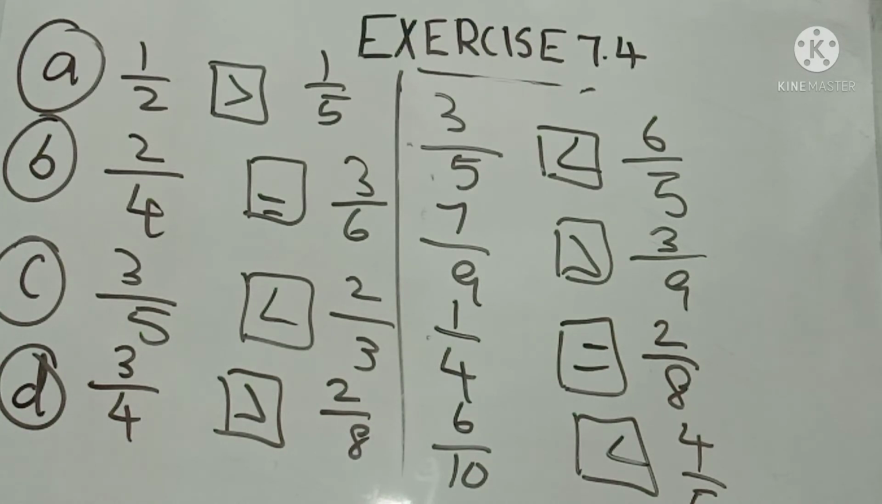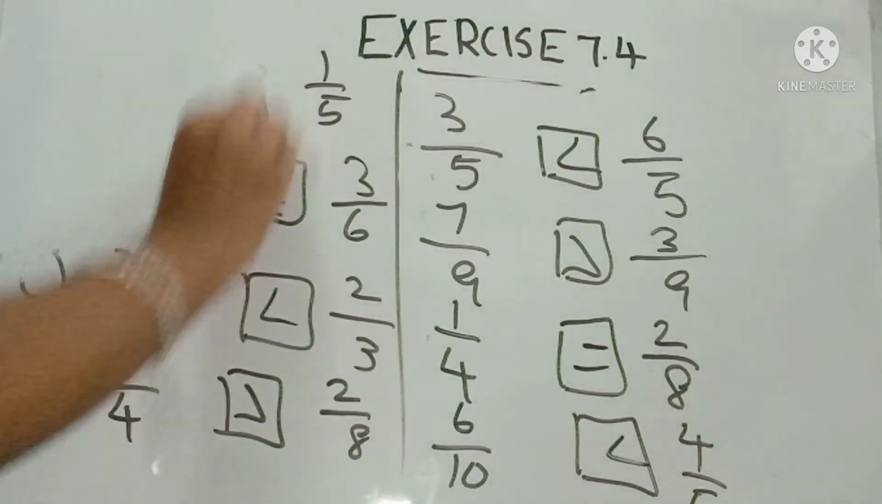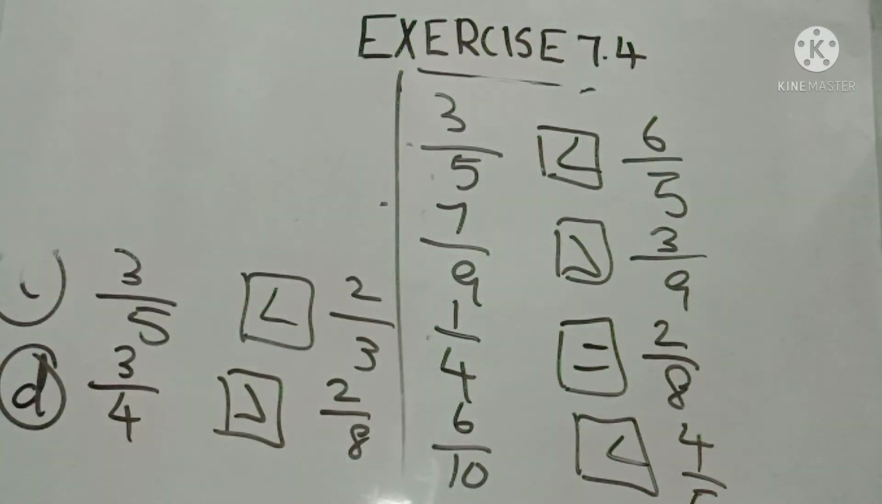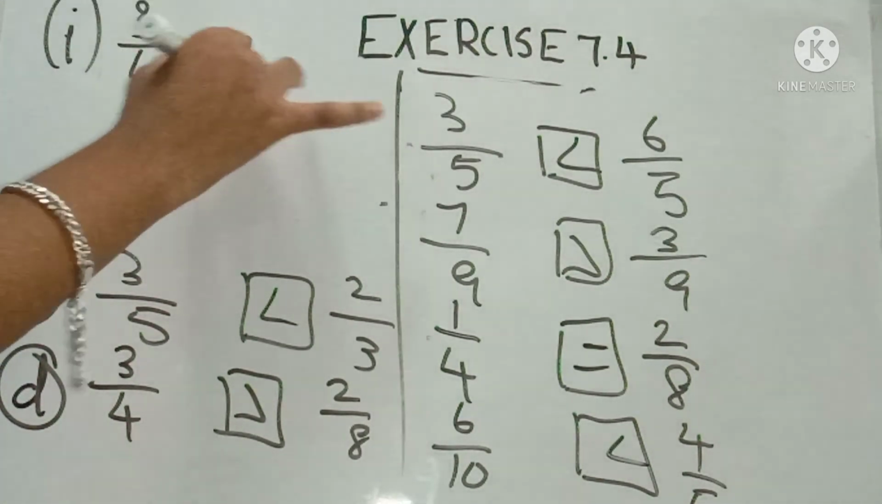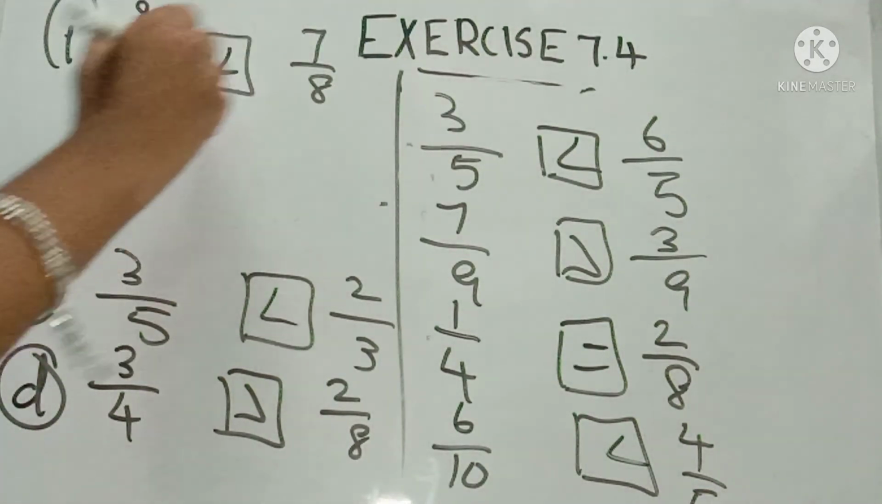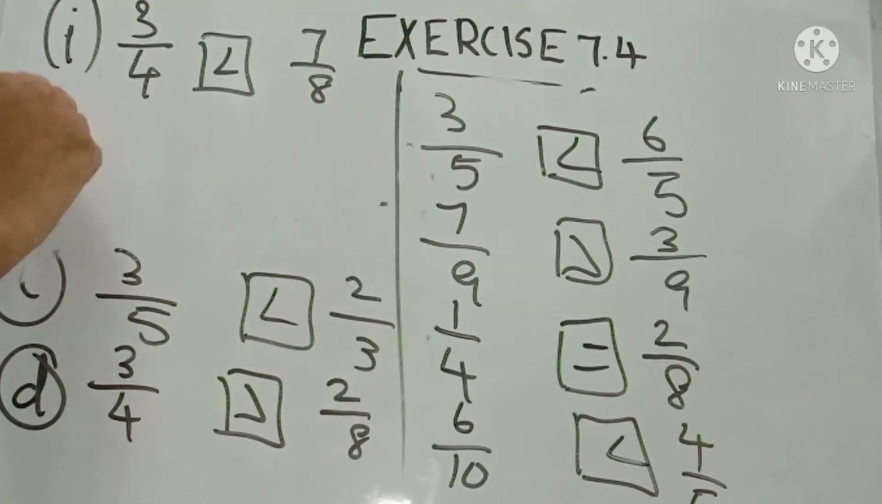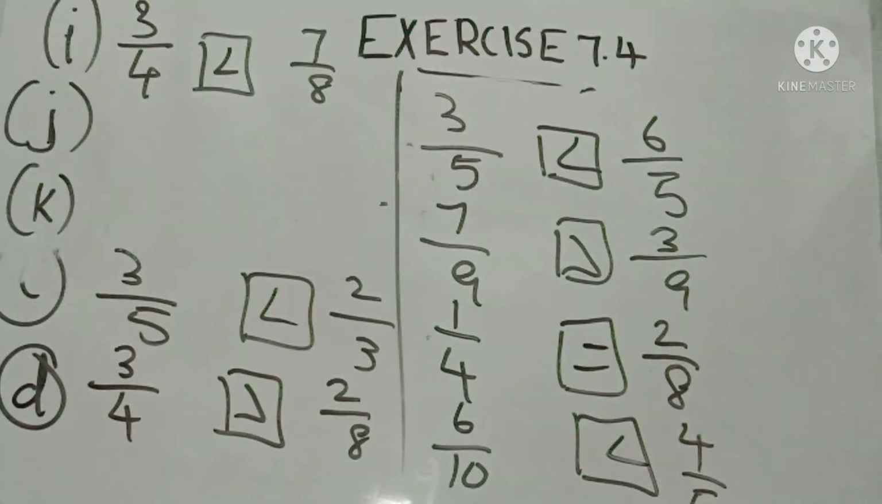Next question, two more questions are there. I will write it here. I question, that is 3 by 4 and 7 by 8. 8 3s are 24 and 7 4s are 28. So 7 by 8 is greater. So J, and one more question, K is also there, isn't it? Yes.